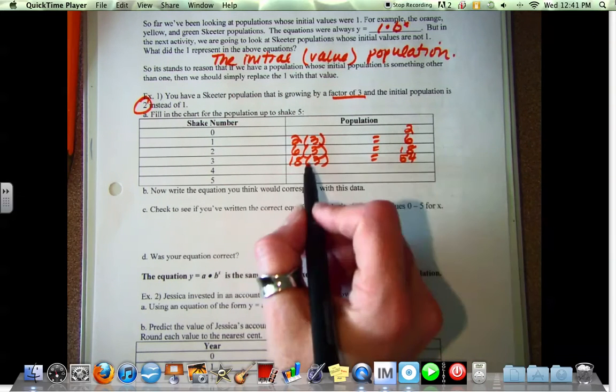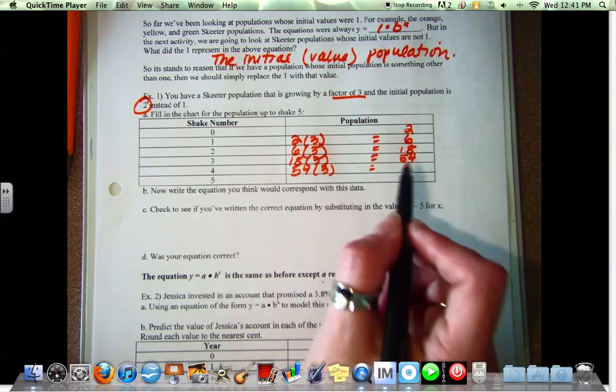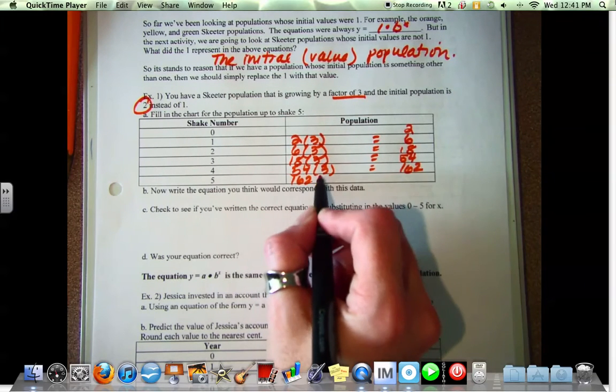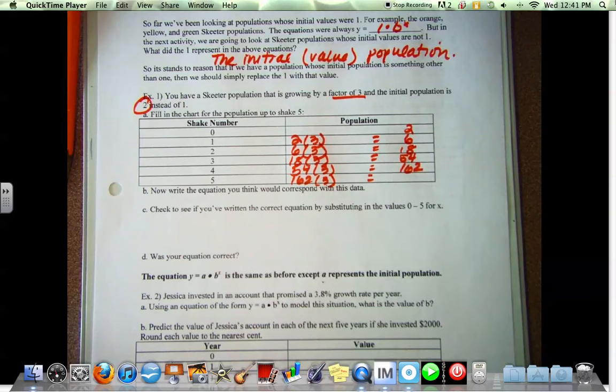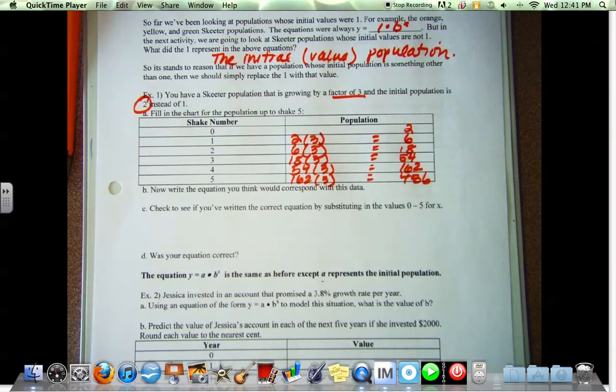Really? 162. Now, shape number 5 is 162 times 3.